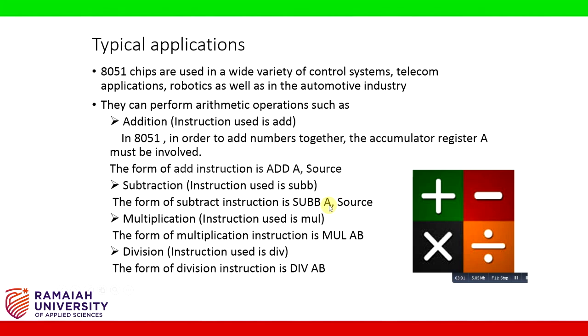In order to multiply two numbers, we use the multiplication instruction. The instruction used for multiplication is MUL AB. Once the multiplication is done, the result will be stored in register A and register B. To divide two numbers, we use the instruction DIV AB. The result obtained for division will be in the form of quotient and remainder, where the quotient will be stored in register A and the remainder will be stored in register B.